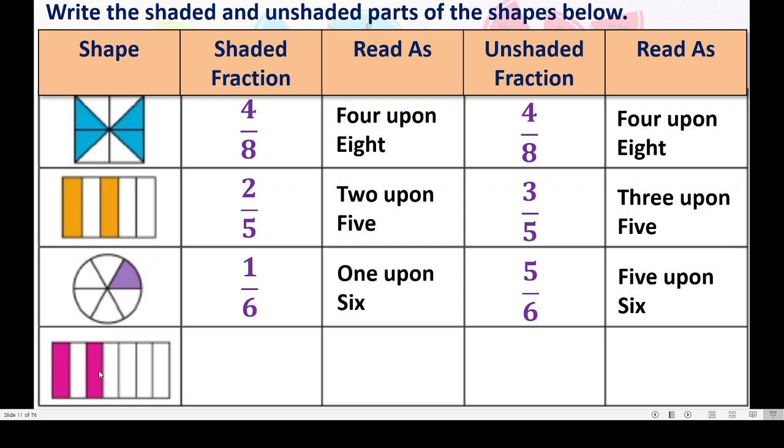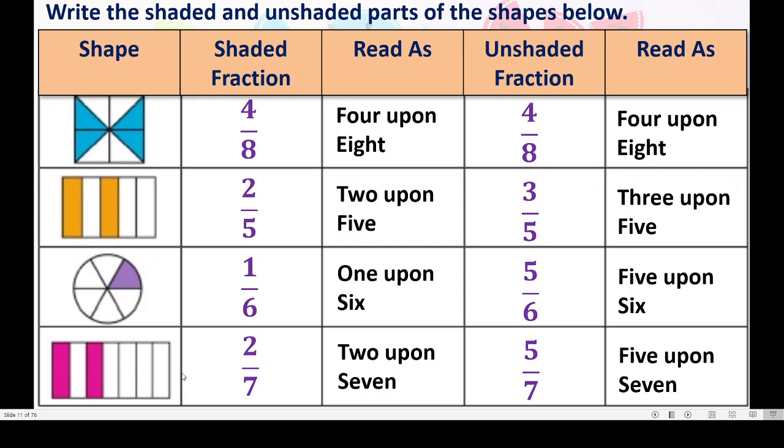1, 2, 3, 4, 5, 6, 7. Total parts are 7. So our denominator is 7 and only 2 parts are shaded. So our shaded fraction is 2 upon 7. Correct? And read as 2 upon 7. And the unshaded fraction will be 5 upon 7. Isn't it? And read as 5 upon 7.